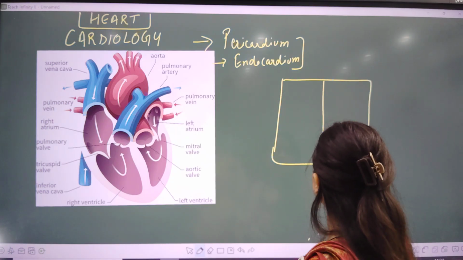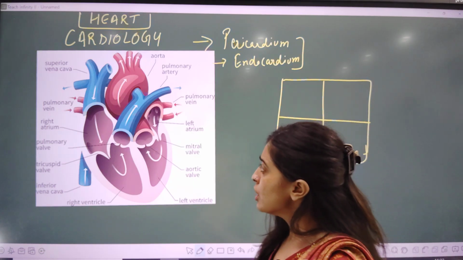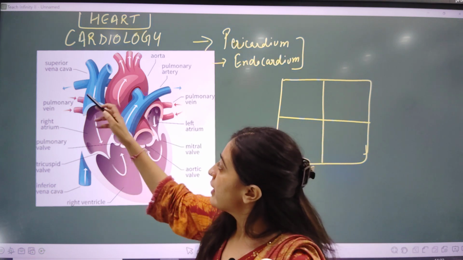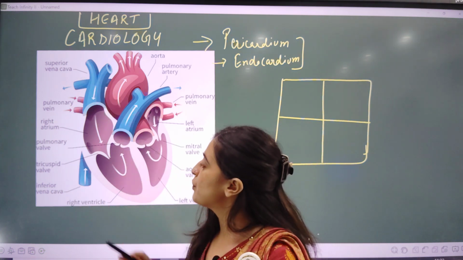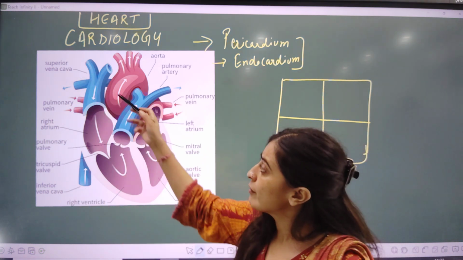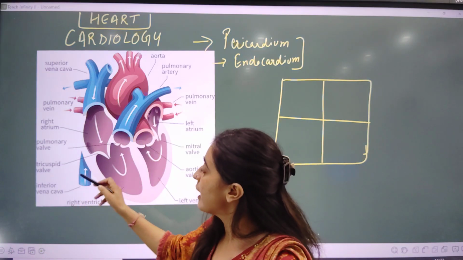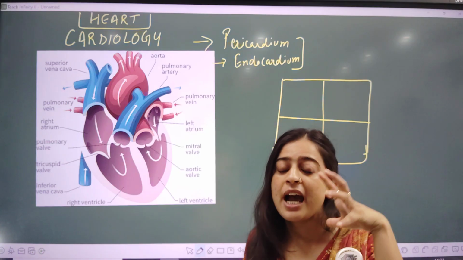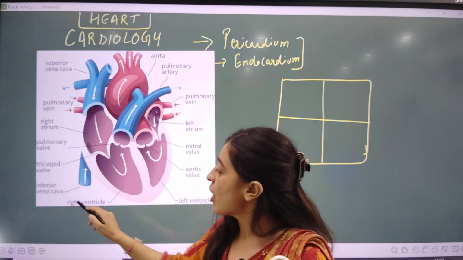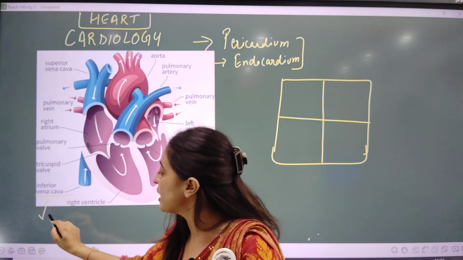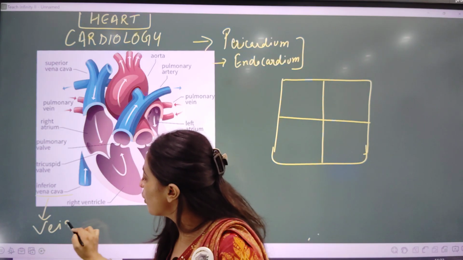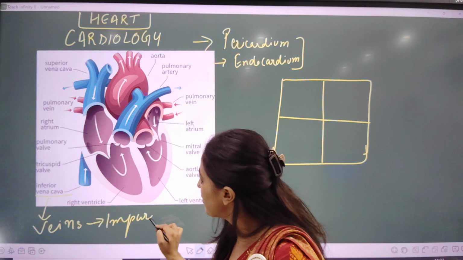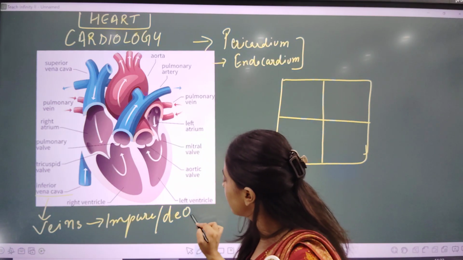I will explain with the help of a hypothetical diagram. Next, the superior vena cava and inferior vena cava. These carry deoxygenated blood from the lower part and the upper part of the body. The word vena cava comes from veins, and veins always carry impure blood, that is, deoxygenated blood.